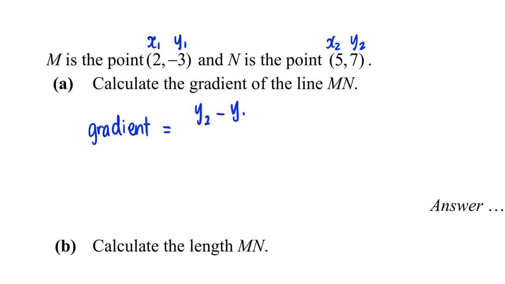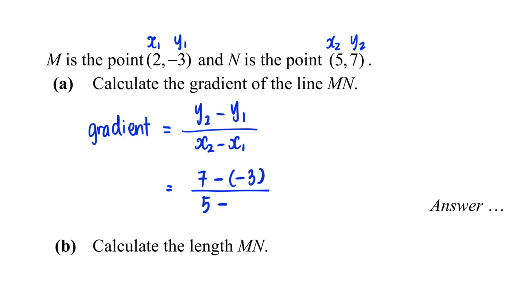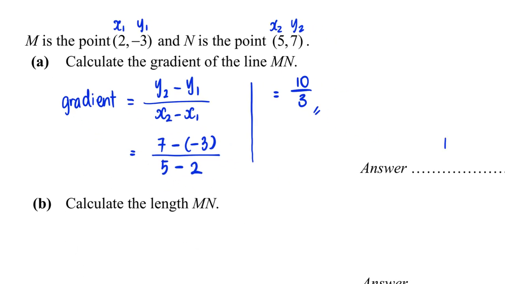y2 minus y1 over x2 minus x1. This will give me 7 minus negative 3, over 5 minus 2. And then using the calculator, this will give me a value of 10 over 3. Alright, so that will be the answer for the first part.